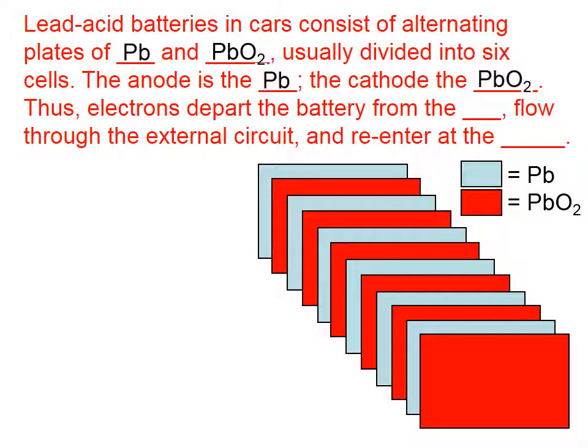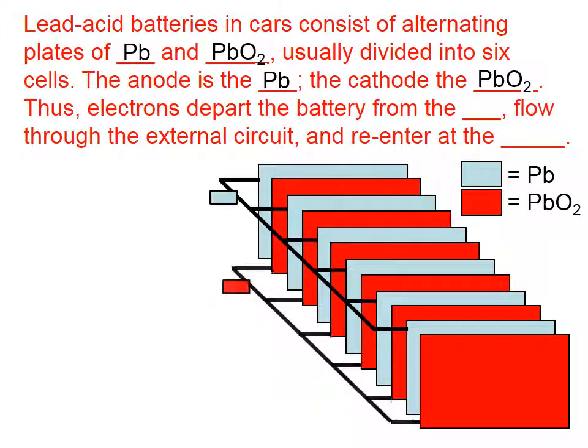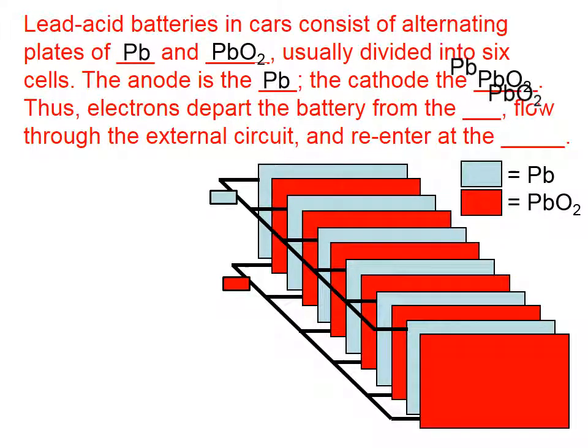The anode is the lead, the cathode is the lead dioxide. These lead plates are connected with each other. These lead dioxide, or lead-4 oxide, plates are also connected with each other, and we can imagine these little nubs that I've drawn here, this little blue one and this little red one, as being the terminals on the battery that you might have seen if you've ever opened up the hood of your car and looked at the battery. There are 2 terminals, and that's what I'm trying to represent here.